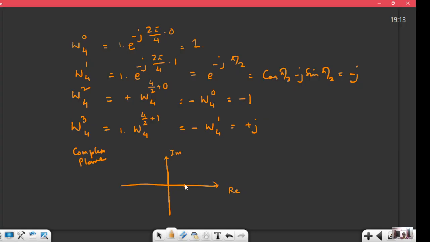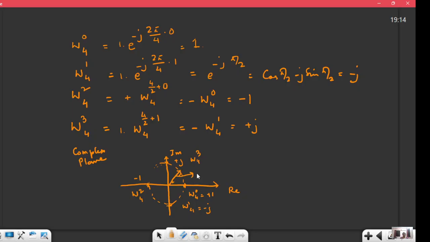So this is W4 0, this value is plus 1, then W4 1 is minus j, then W4 2 is minus 1, and this is plus j, this is W4 3. So all of these fall on the circle whose radius is unity.